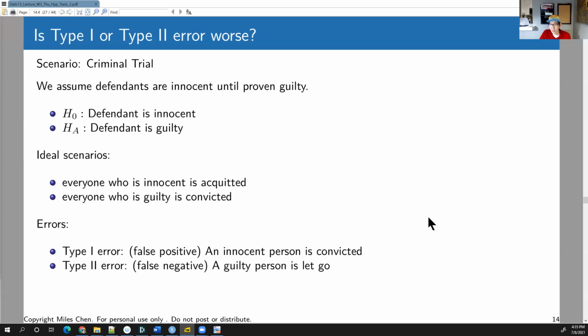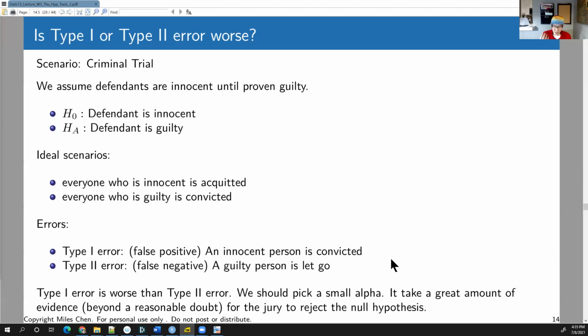We could probably imagine some high profile cases. Sometimes trials go to TV, and there's a lot of media attention. In a lot of these cases, sometimes there's a not guilty verdict, and people are outraged, rightly so. But the opposite, convicting an innocent person, I think, is also a terrible thing. So in this situation, we would say a type 1 error is worse than a type 2 error.